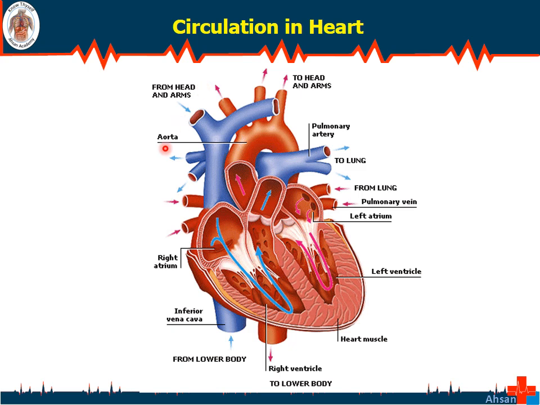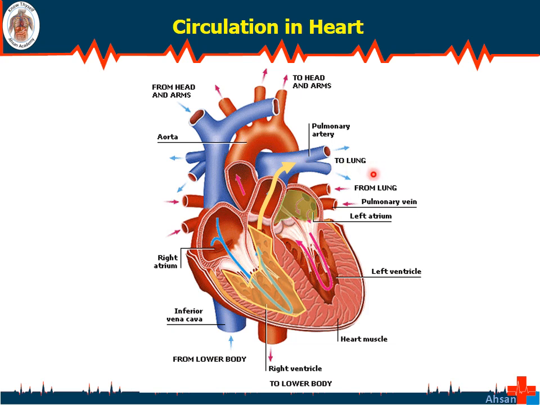This is the heart, and within the heart this is how the blood circulates. Blood from all over the body enters into the right atrium. This is the place of the right atrium. Through the right atrioventricular opening, the blood enters into the right ventricle. From the right ventricle, through this opening guarded by the valve, it enters into the pulmonary trunk. Through this pulmonary trunk, the blood is distributed to the lung by the pulmonary artery.